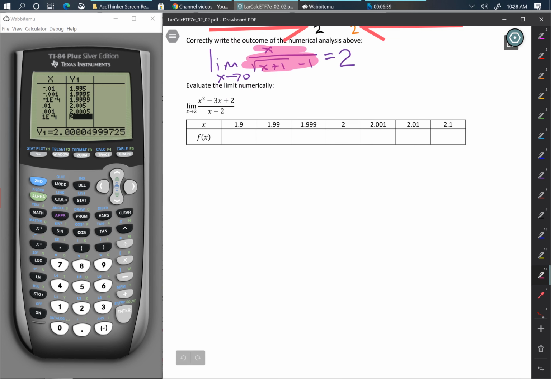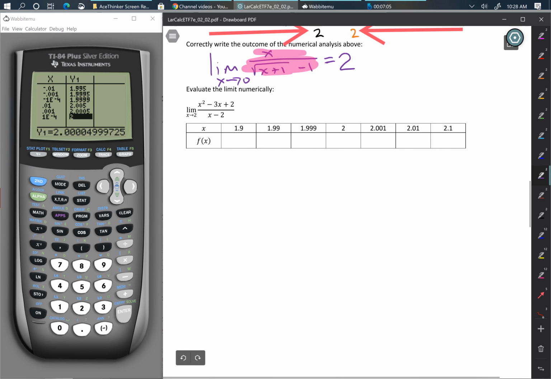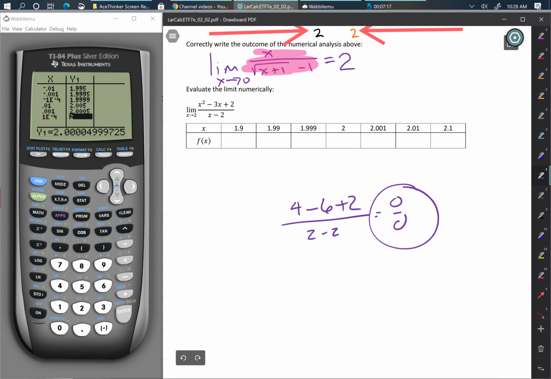Evaluate the limit numerically. Now, if I try to just use direct substitution and toss in the 2 and see what happens, I get 4 minus 3 times 2, 6 plus 2 divided by 2 minus 2. That's 0 over 0. And so what does 0 over 0 mean? Someone punched a hole in my graph. I like holes in my graph because that means that even though it's not going to be easy, the left side and the right side are going to come together, most likely, and I will get a limit.